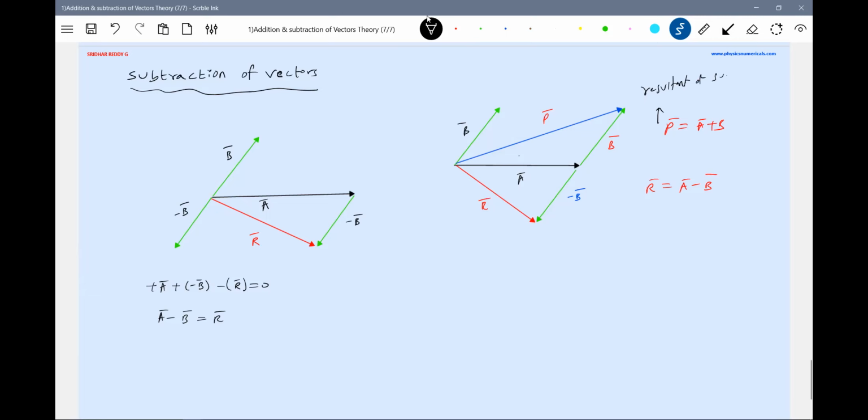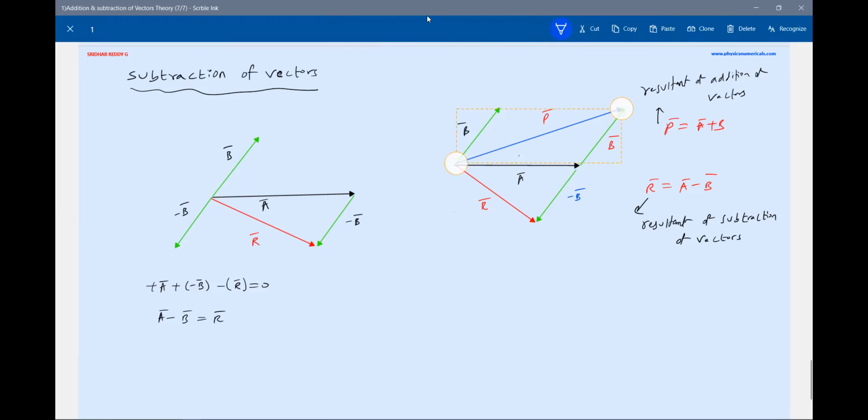P bar is the resultant of addition of vectors, you call it. And what is R bar? Resultant of subtraction of vectors. And R bar and P bar, length, all no comparison. There is one resultant, and this is completely another resultant.